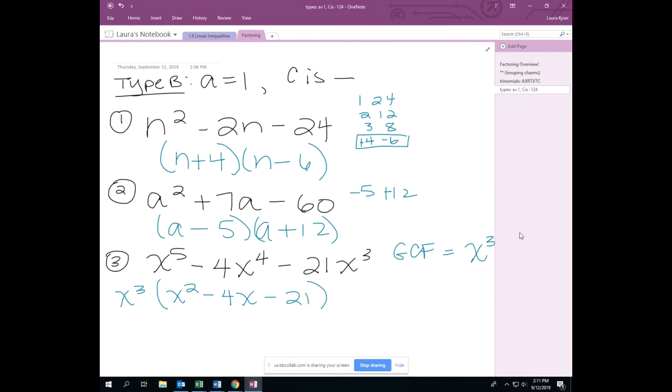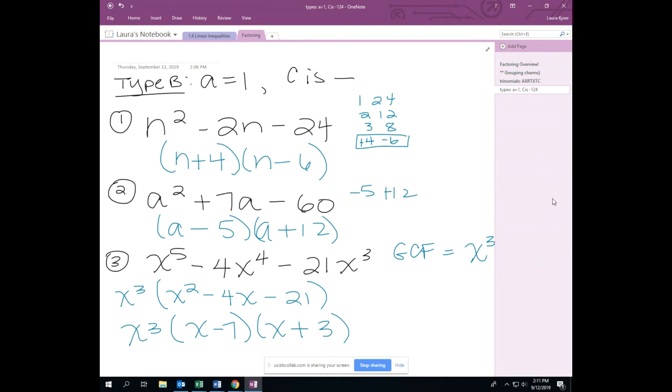Now what's left over in that parenthesis is a type B trinomial. So I need factors of 21 that subtract to give me 4. The factors of 21 that subtract to give me 4 are 3 and 7. 7's bigger, so 7 better be negative. x cubed on the outside stays there. x minus 7, x plus 3. And so there's your type B trinomials.